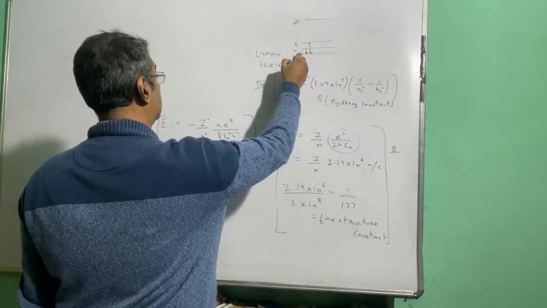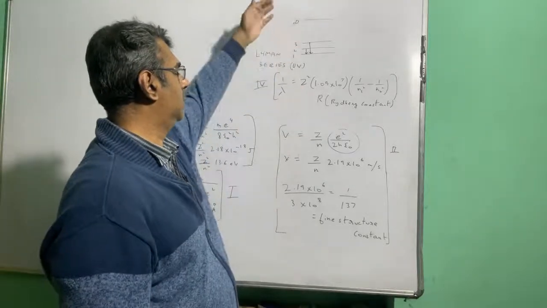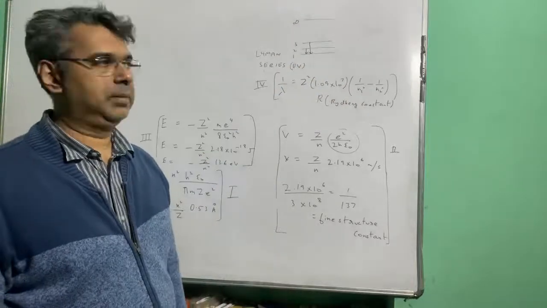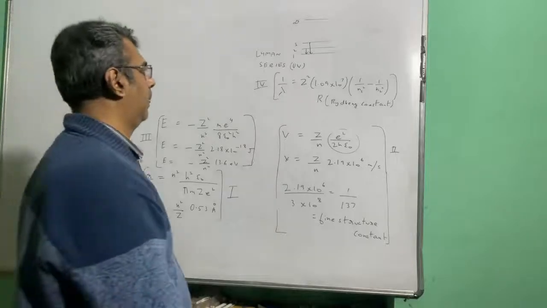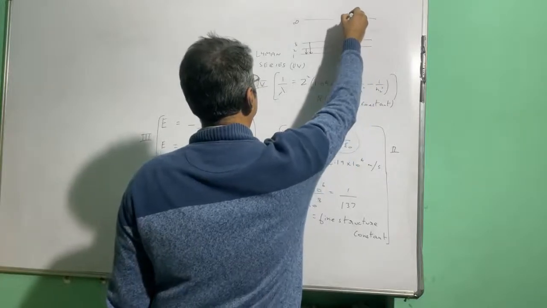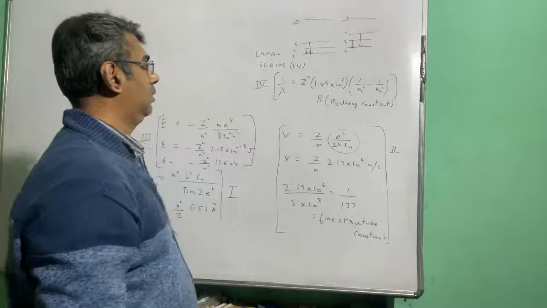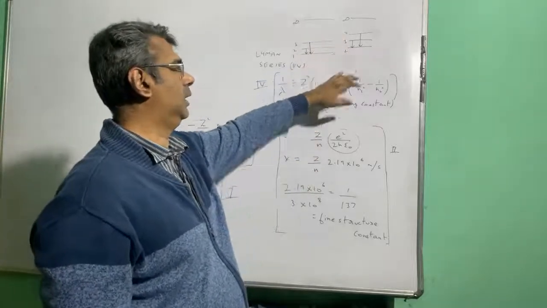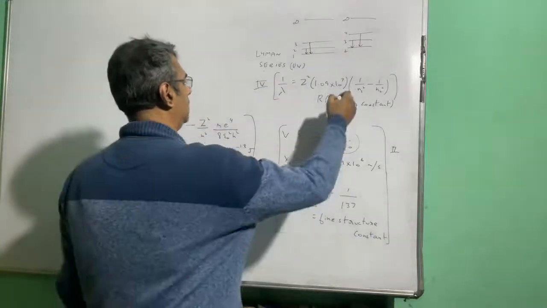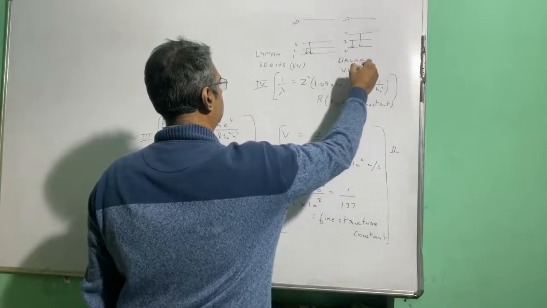Lyman series is UV light. So if an electron is transiting from any higher state to the state 1, then that series of spectral lines is called Lyman series, and it consists of UV light. If an electron is transiting from any higher state to n equal to 2, starting from some higher state and ending at n equal to 2, then it is called Balmer series, and this consists of visible light.